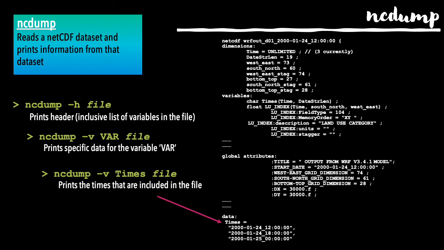You can also look at the time information for a WRF output file or WRF boundary file, for example. If you use the -v times command, it will provide the header information, but includes each timestamp at the bottom of the printout, like is shown here.